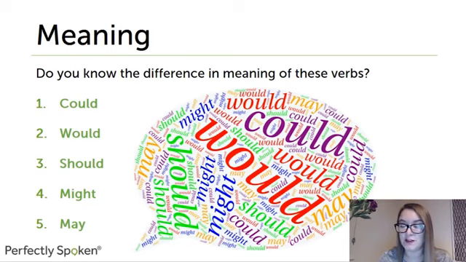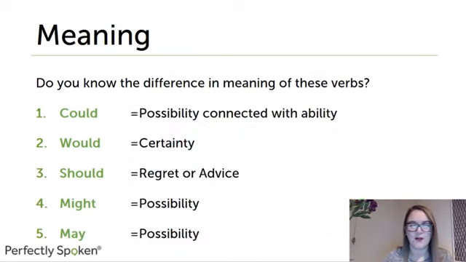Now, do you know the difference in meaning of these modal verbs? So it might be a good idea to pause the slide here, have a think about how you would use these verbs and see if you can understand any differences between them. Okay, well, let's have a look together. So I've broken down here and given you a very simple idea of what the verb conveys.